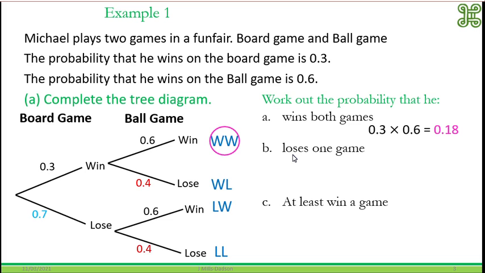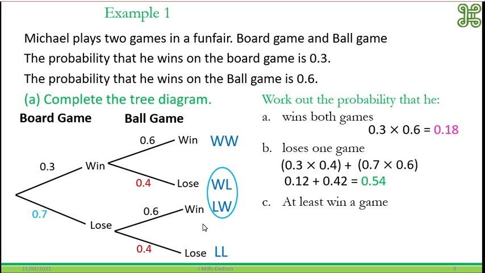B, the chance that you lose 1 game. Here we win, we lose. We lose, we win. So 1 game, we lose. We win all, we lose all. So we are talking about these 2. Work each separately. Win and lose is 0.3 and 0.4. Lose and win, 0.7 and 0.6. All together makes 0.54.